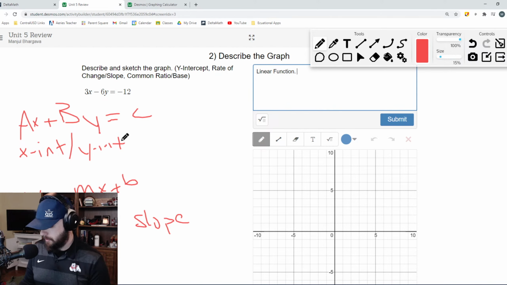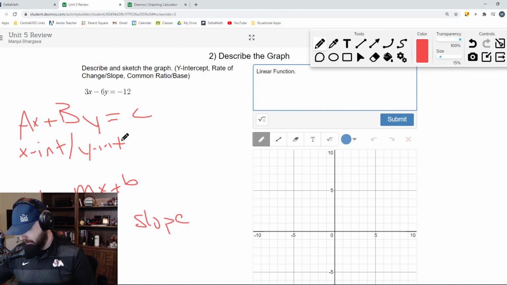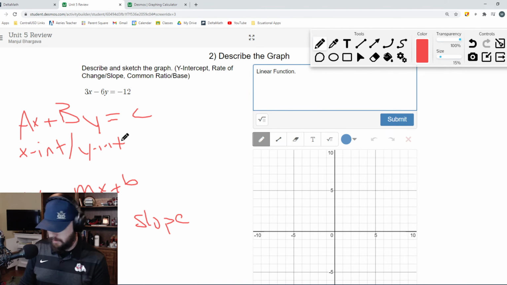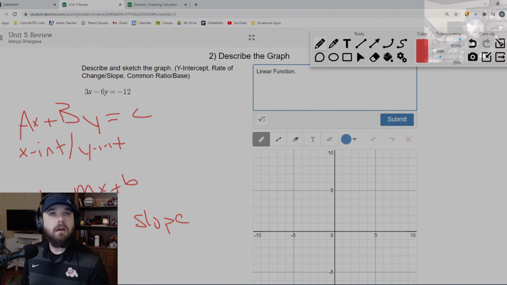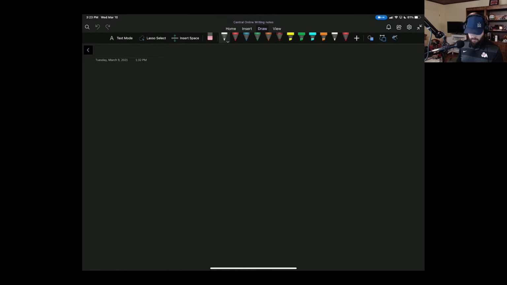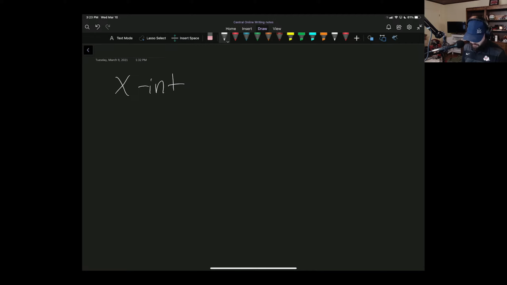is I'm going to pull up my iPad really quick to make this a little easier for myself to write. There we go. All right, so I'm going to take that original equation. If I want to find my x-intercept, we've got 3x minus 6y equals -12. When we're trying to find the x-intercept, we're basically plugging in 0 for y.